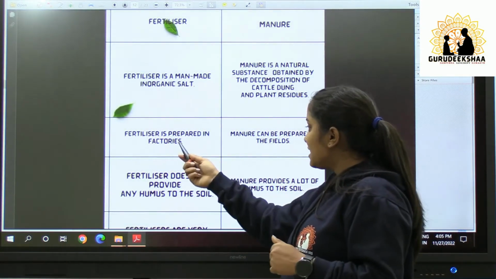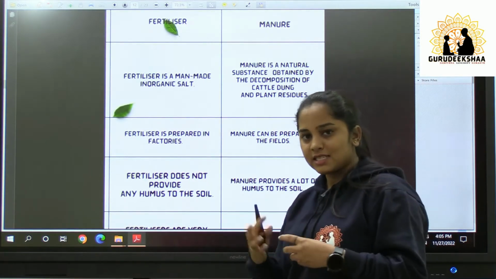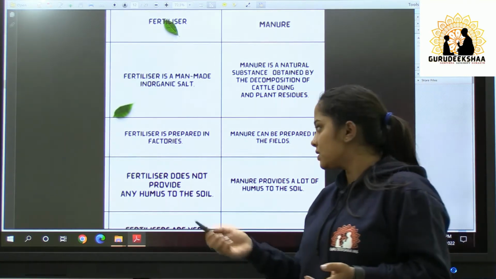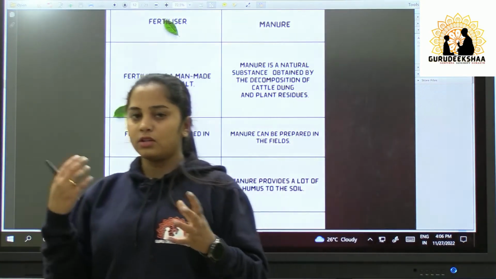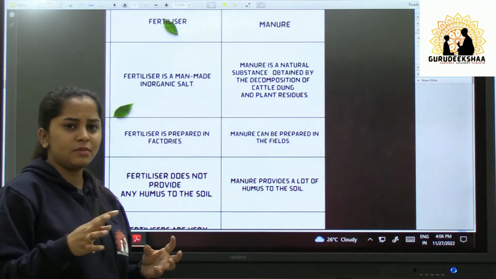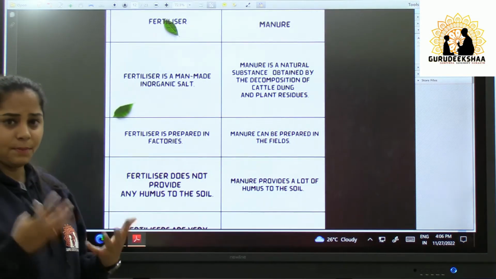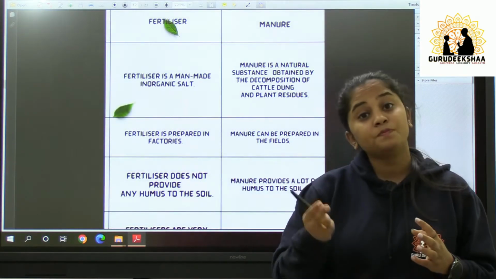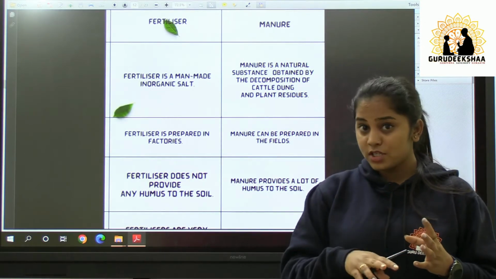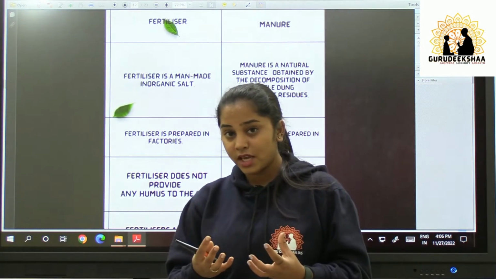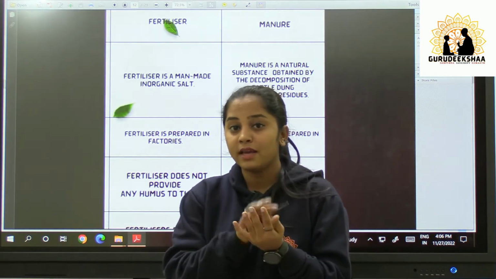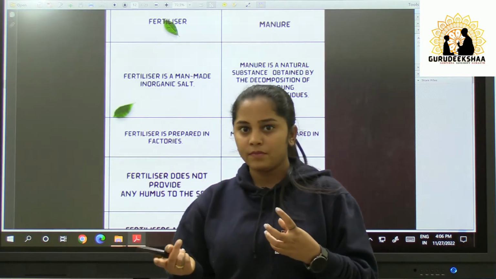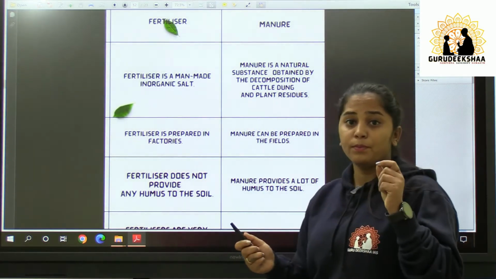Fertilizers are usually prepared in factories, whereas manure can be prepared in fields, obviously, because the farmers put everything in a field: plant waste, animal waste, any peeling of vegetables, which will be converted into manure by decomposition. How does this decomposition happen again? The decomposition happens by a good bacteria, which is known as blue-green algae.